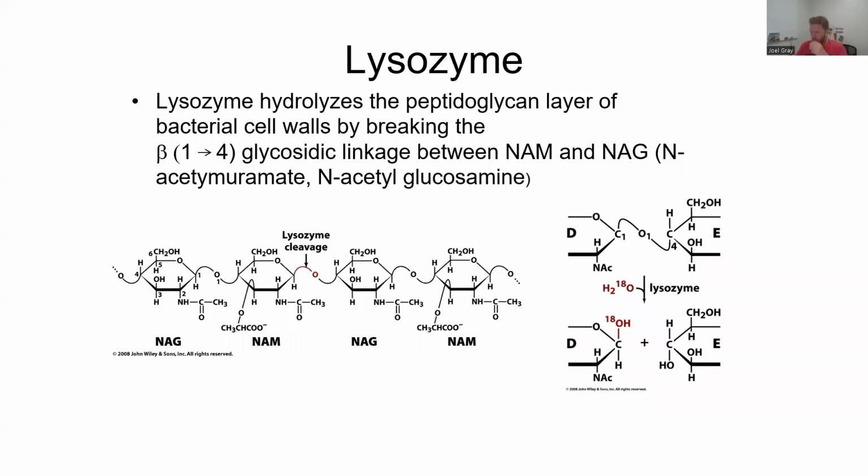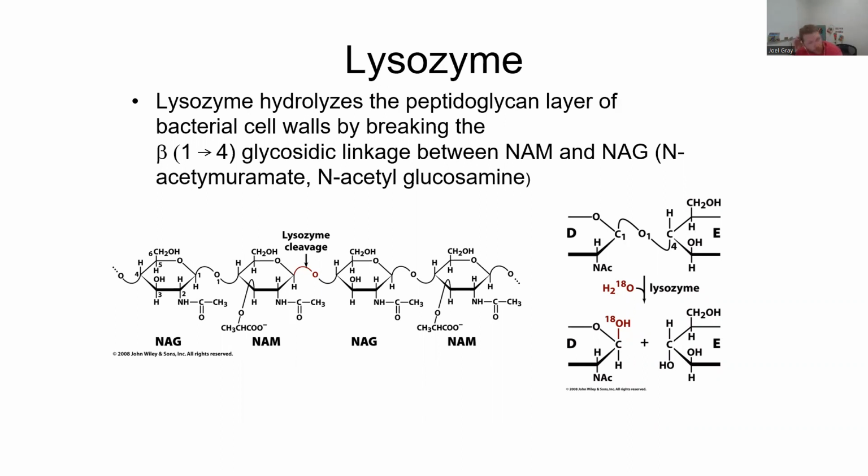All right, so we've looked at two different types of mechanisms, those being acid-base catalyzed reactions and metal ion catalyzed reactions. Now we're going to move on to covalent catalysis. For covalent catalysis, we're going to look at the enzyme lysozyme. Now, lysozyme is an enzyme that hydrolyzes the peptidoglycan layer of bacterial cell walls.